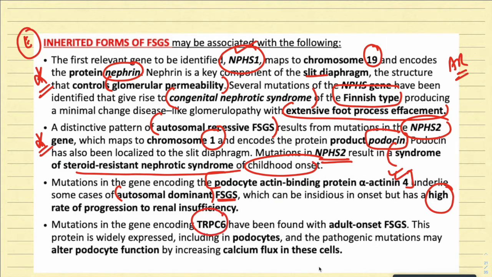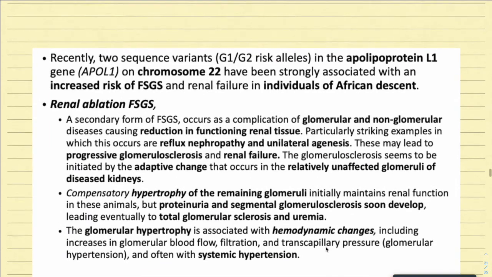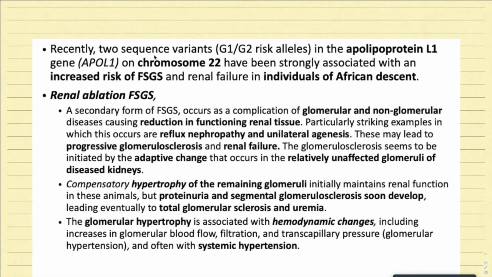Mutations in other genes encoding TRPC6, which is also one of the slit diaphragm proteins, have been seen in adult onset FSGS. And remember that this is also one other mutation that we see. Then there are two sequence variants, G1 and G2 risk alleles, in the apolipoprotein L1 gene on chromosome 22, which have also been associated with an increased risk of FSGS and renal failure in patients of African descent. So this is also coming under the inherited varieties.